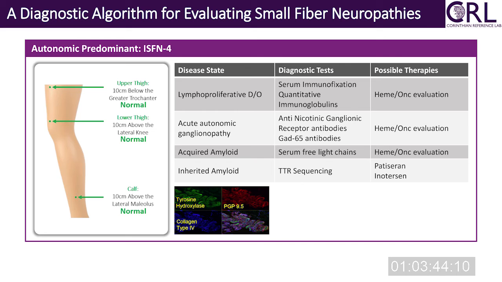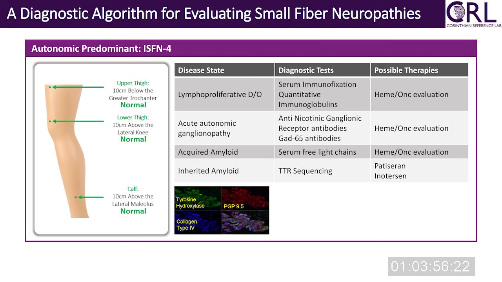The last form we call the autonomic form, and these are patients where their intraepidermal nerve fiber density is normal, but when you look at the sweat gland analysis, what you see is a decrease in the number of autonomic nerves in those sweat glands. And so these patients tend to have very autonomic predominant complaints.